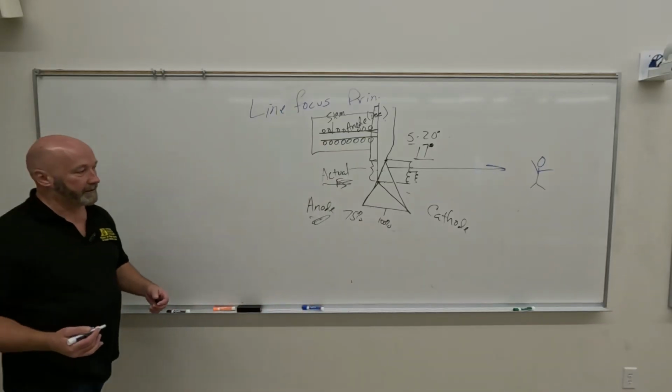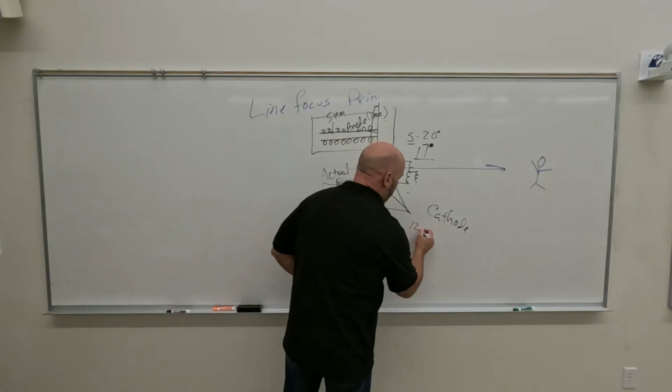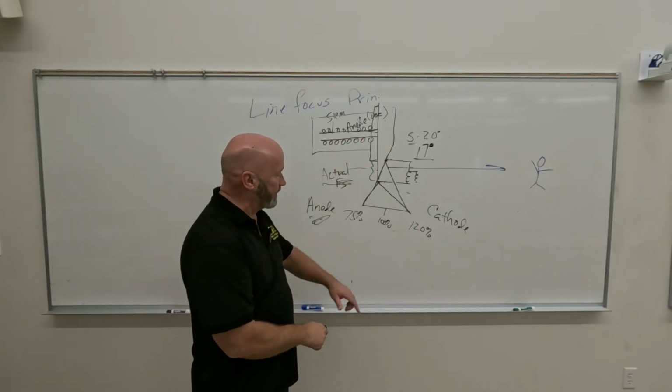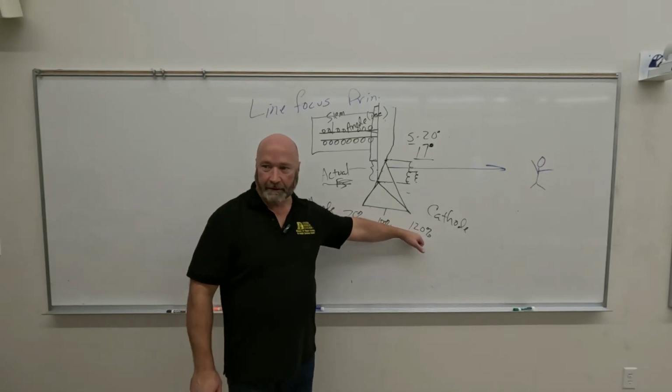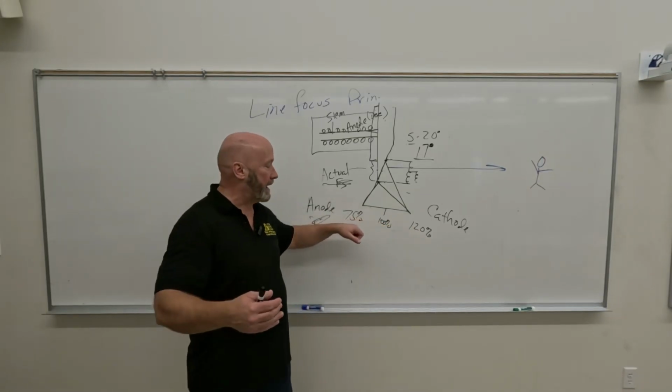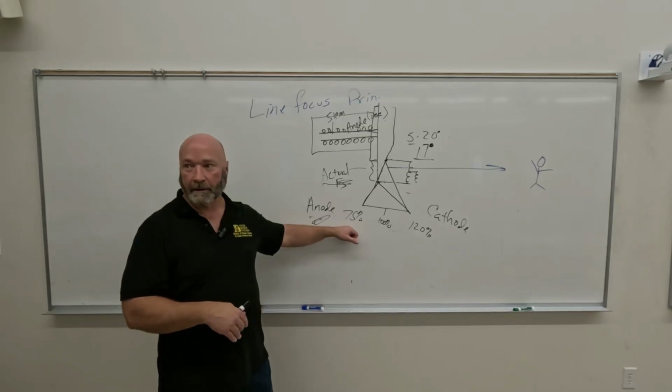120%. Okay, so the center of the X-ray beam is what we want. At the cathode end of the X-ray tube, we get more than what we want. At the anode end of the X-ray tube, we get less than what we want.